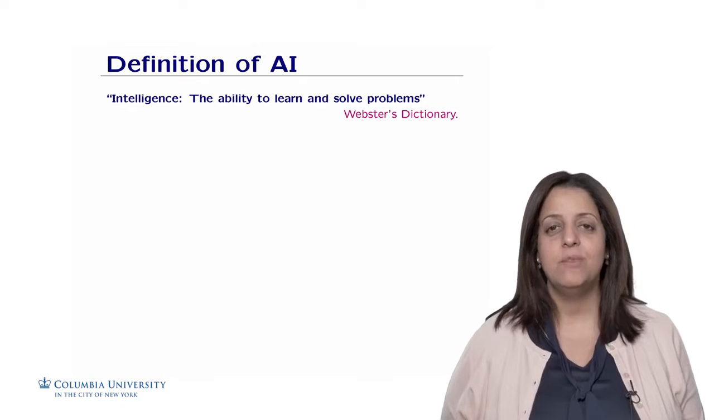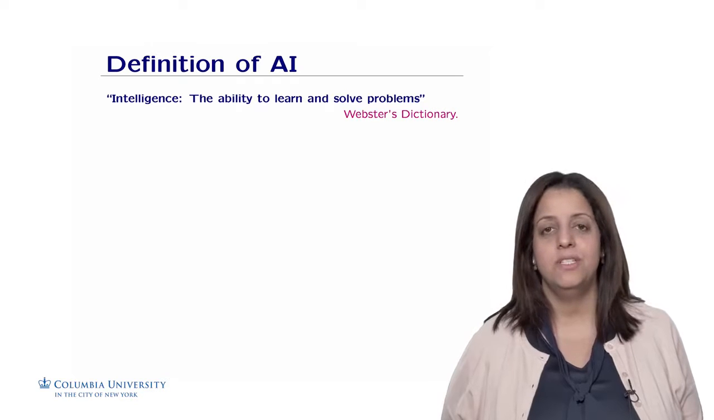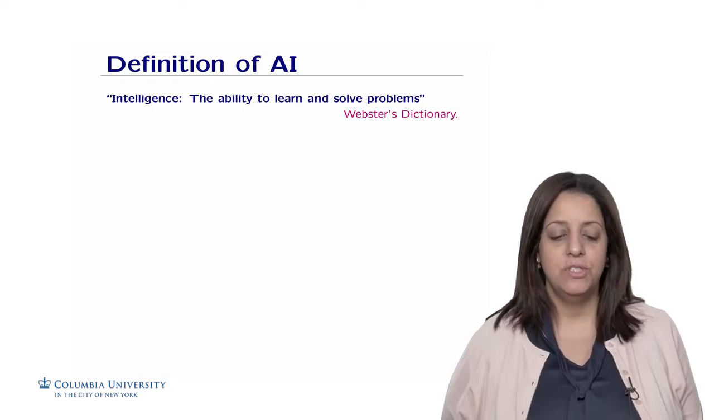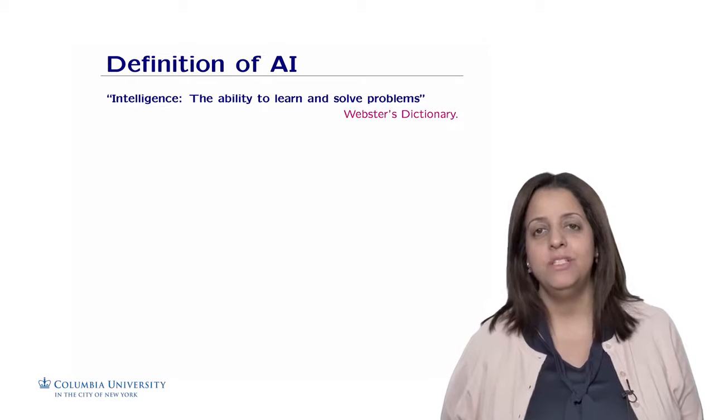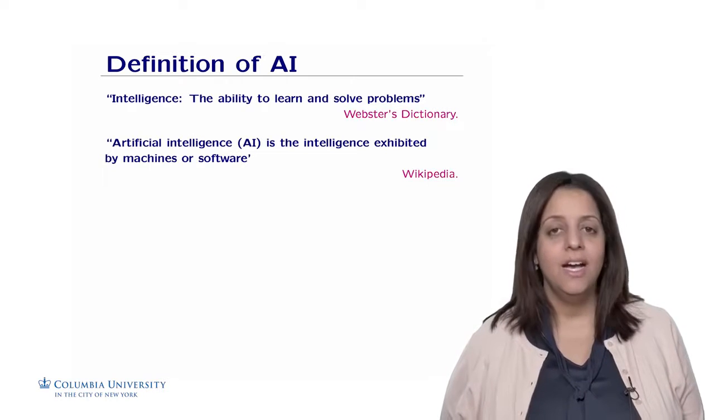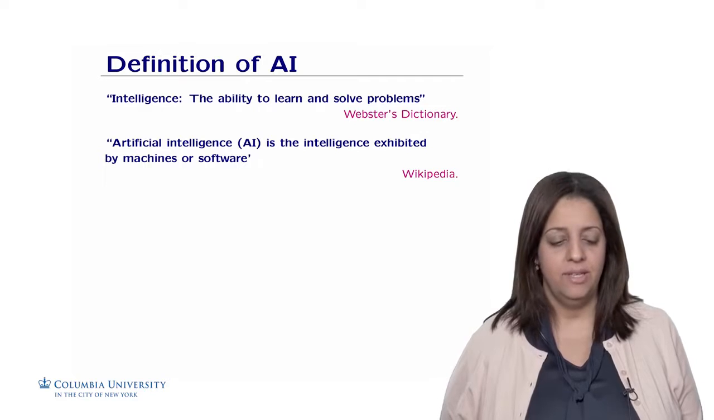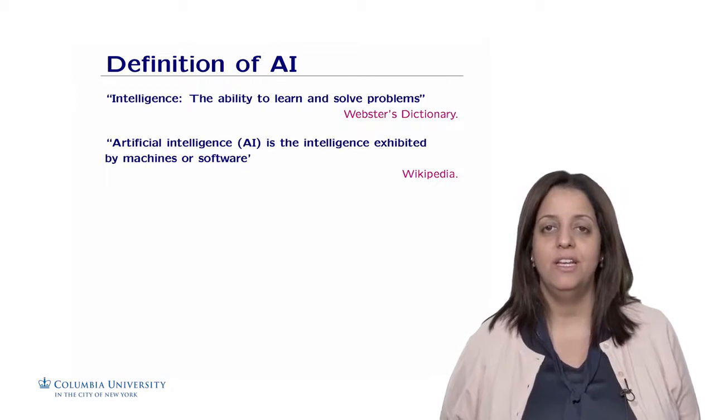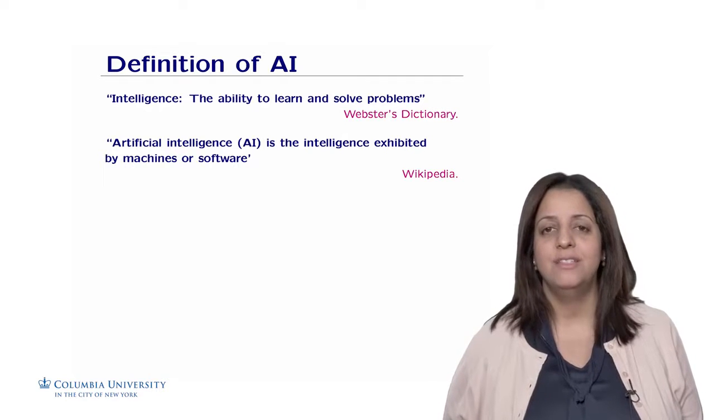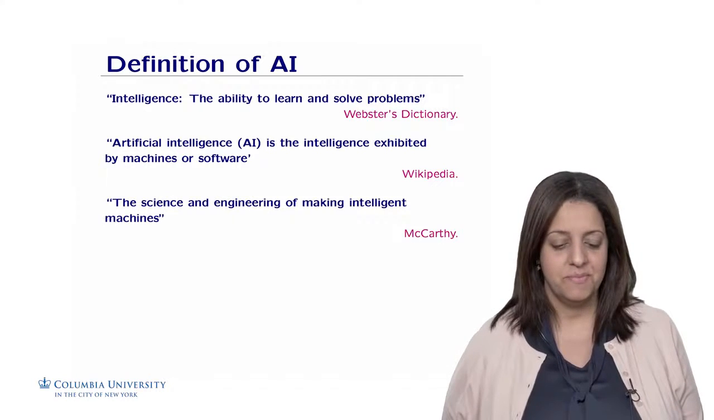There have been several attempts to define artificial intelligence, but let's start with the most basic definition of intelligence according to the Webster Dictionary. It's the ability to learn and solve problems. This is a definition independently of whether it's human intelligence or machine intelligence. Artificial intelligence, according to Wikipedia, is the intelligence exhibited by machines or software. We are being more specific here and talking about machines and software that show signs of intelligence.